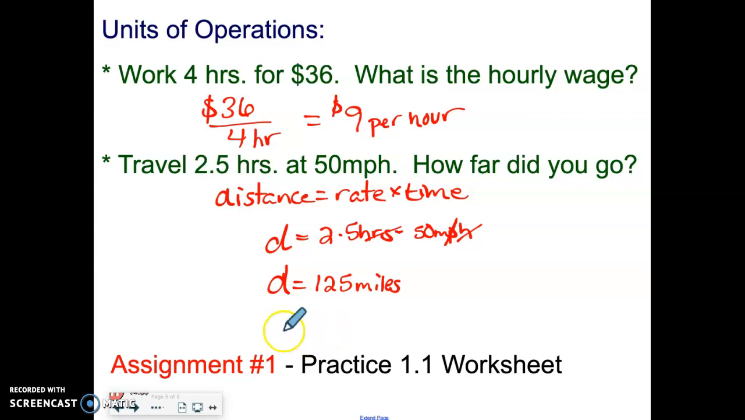So take a look at the assignment. I want you to go through and do the practice 1.1 worksheet. It should be a nice review. If you have any questions, please let me know.